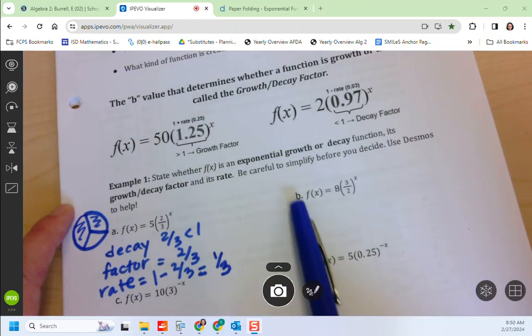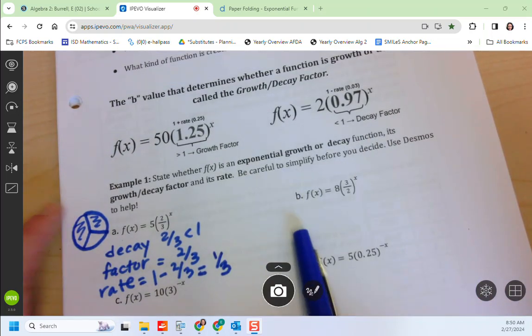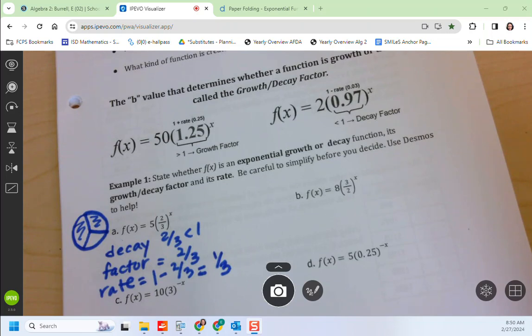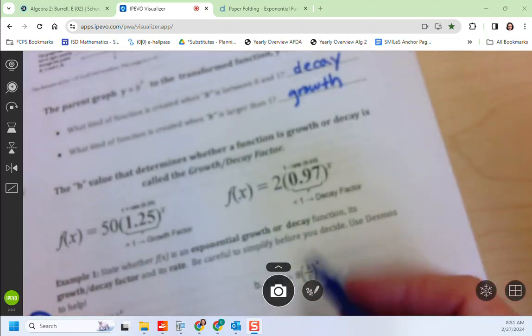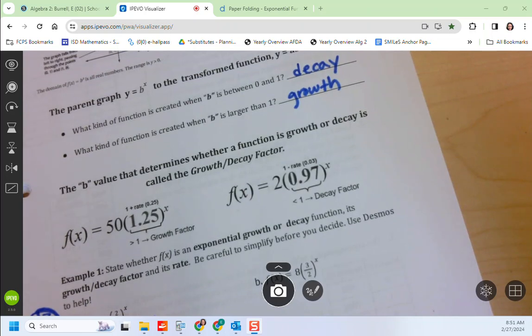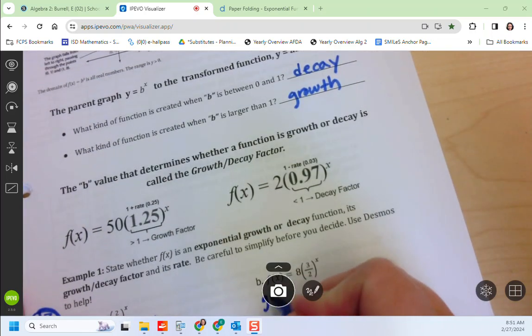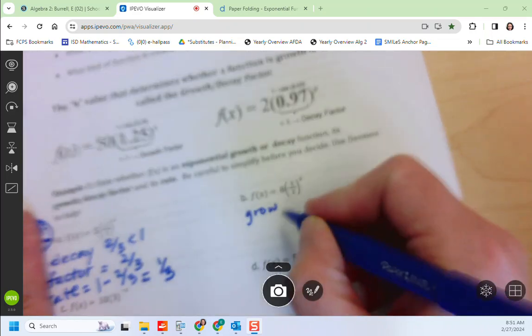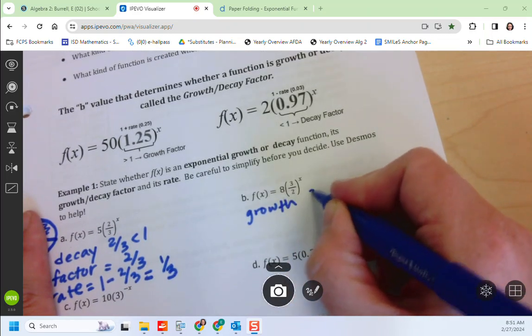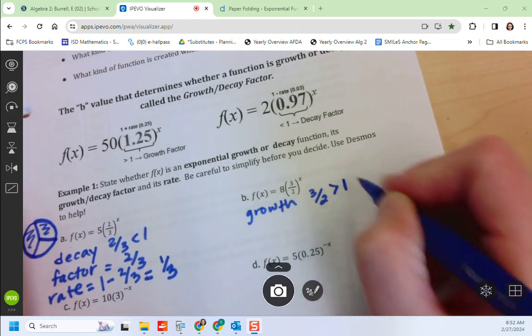So go ahead now and do B. I want you to tell me if it's growth or decay, what the factor is, and what the rate is. The rate will always be positive. So even if you get a negative, just make it positive. All right, B, is it growth or decay? It is growth, good, because even though this is a fraction, 3/2 is bigger than 1. It's 1.5, right? So multiplying something by 1.5 will make it bigger. So this is a growth. Growth, because 3/2 is greater than 1.